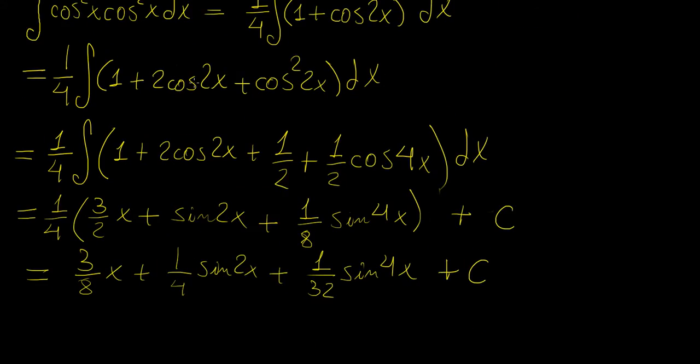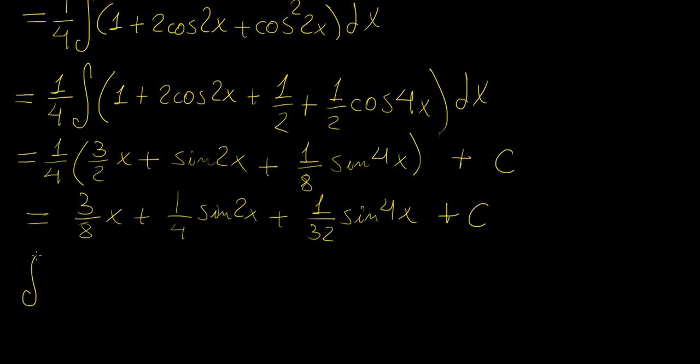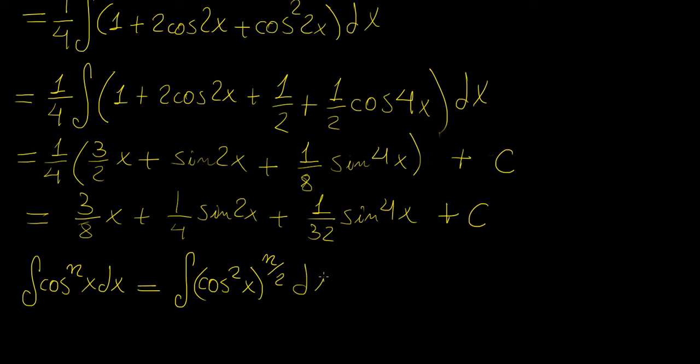So if we were to generalize this to say cosine to the power of some even number n of x dx, then what you could do is break this down. So you would have cosine squared x, and now you would have n to the power of 2. Now you know that n is an even number, so if you divide it by 2, it's still an even number. Actually, it's not necessarily an even number, but it is still going to be an integer. And you're going to have dx.